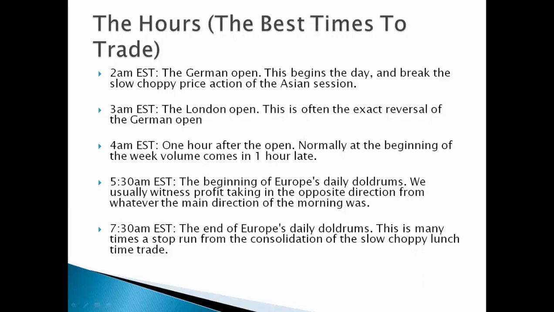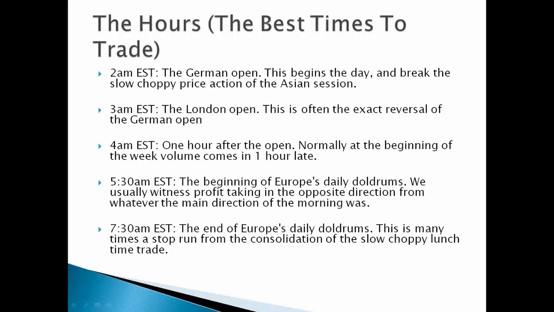5 a.m. Eastern Standard Time is the beginning of Europe's daily doldrums. We usually witness profit taking in the direction opposite from whatever the main direction of the morning was. So if at 3 a.m. Eastern Standard Time, Tuesday, Wednesday, Thursday, there was a long setup, by 5:30, there can be profit taking going into their lunchtime trade, just like our daily doldrums. Okay, those European doldrums last until 7:30 a.m. Eastern Standard Time. It's a 2-hour lunch.